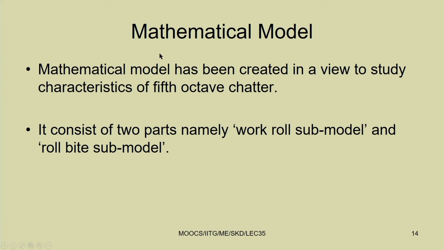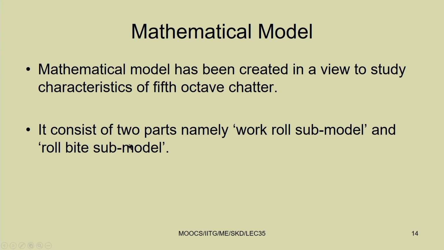So, let us see this mathematical modeling. This work is by Shailesh Dhutekar, who was my MTech student. So, he did this work. The mathematical model has been created with a view to study the characteristics of fifth octave chatter.